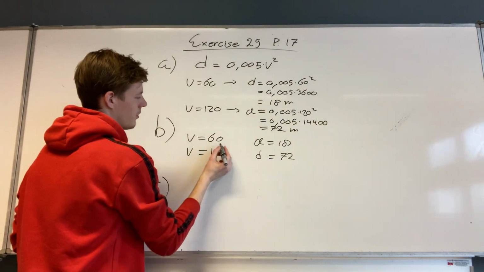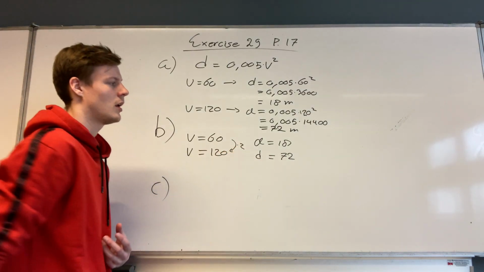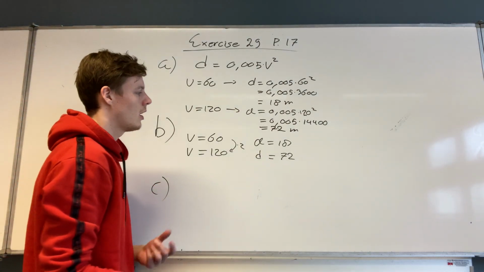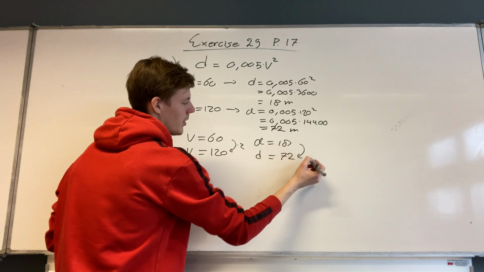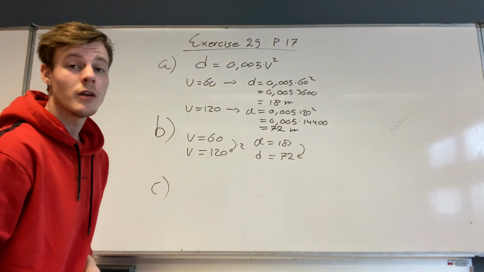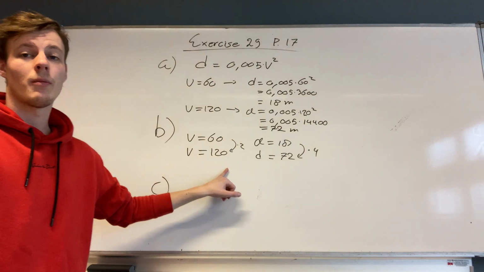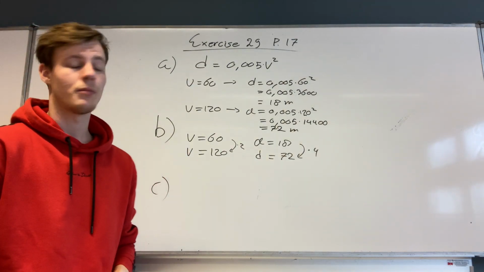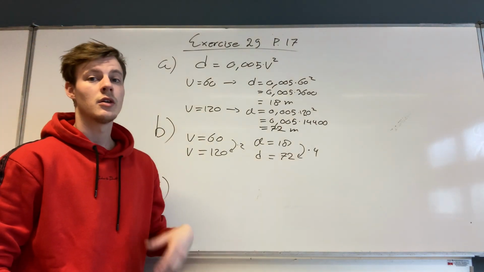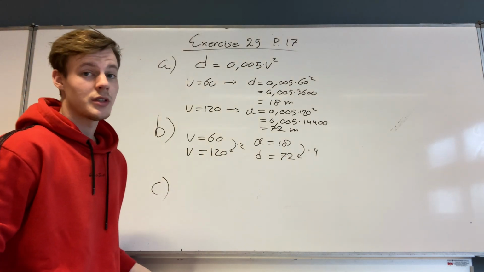So from 60 to 120, we multiply by 2. But if we go from distance to the new distance, we don't actually multiply by 2, because 2 times 18 is 36, but we multiply by 4. So what Berend says is incorrect, because when the velocity doubles, the braking distance quadruples, which is 4 times as long. So Berend is incorrect.